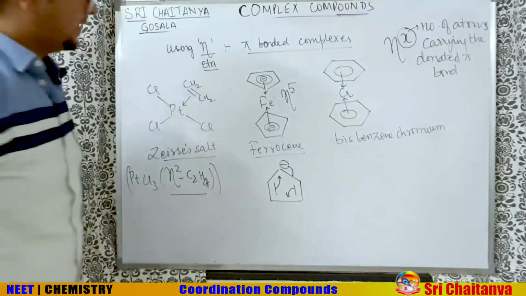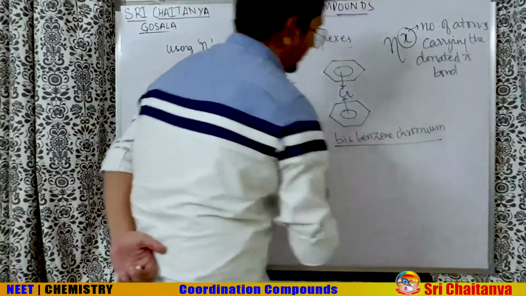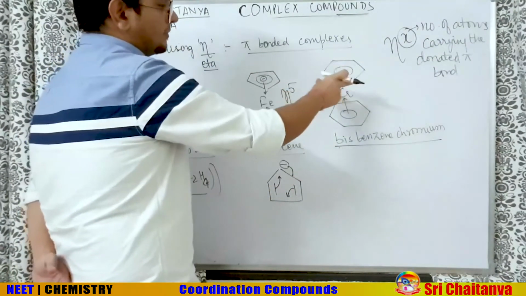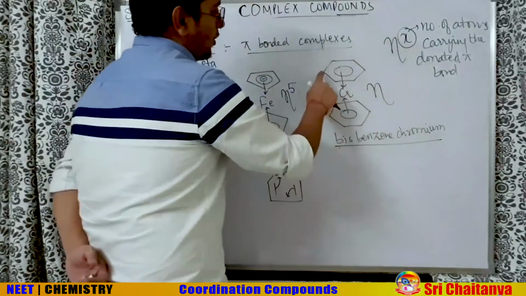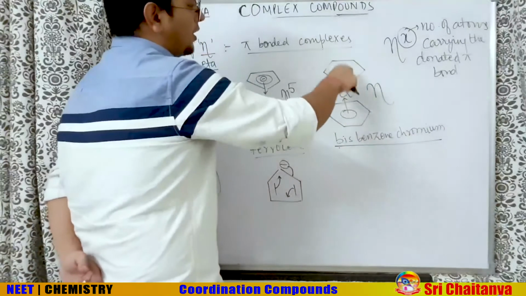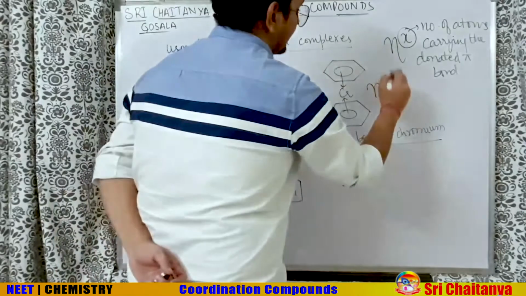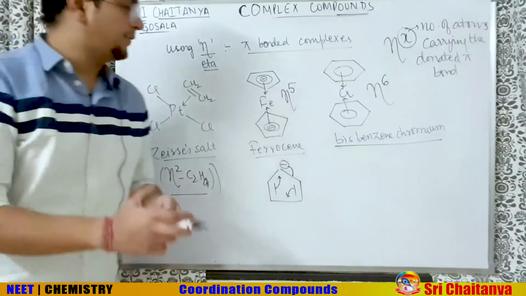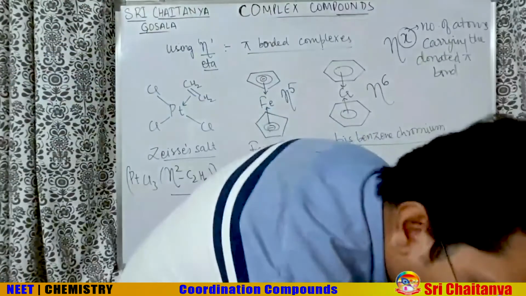So eta 5. Similarly here, this is bis benzene chromium. It is also known as sandwich complex. As you can see, chromium is acting like a filling of a sandwich here. Here, how many eta will come? 1, 2, 3, 4, 5, 6 atoms have this pi bond delocalized. So number of atoms carrying the donated pi bond are 6. So eta 6 I will write here. So this is the use of eta for the nomenclature, and for writing the formula we can use it again. It is not much important for NEET examination.